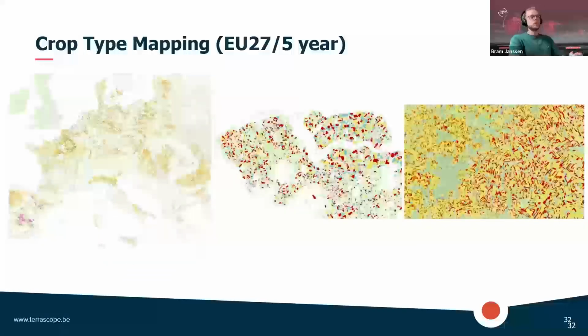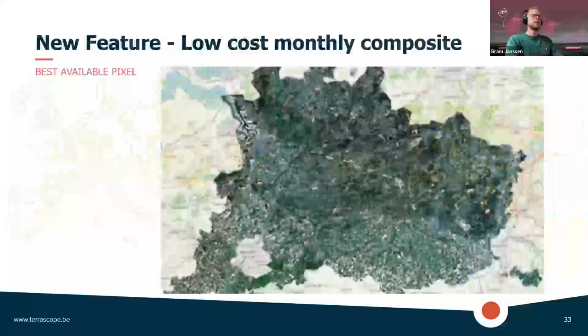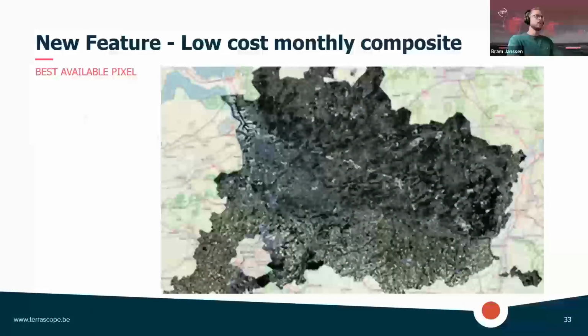Another example where we showcase what it can do on a large scale is the crop type mapping, where based on time series, we predicted what kind of crop is being grown at each single location, and we did this for the whole of Europe and 5 years in a row, for example. So we can also upscale everything that we do quite easily with openEO.